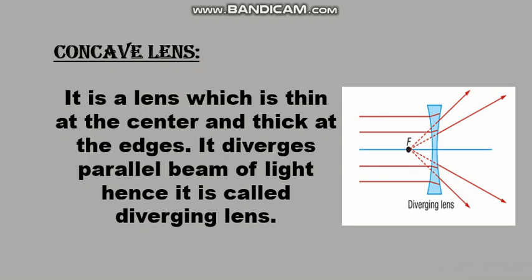Concave lens. It is a lens which is thin at the center and thick at the edges. So it is thin at the center and thick at the edges. It diverges a parallel beam of light. Hence it is called a diverging lens. So student, a concave lens is also called a diverging lens.